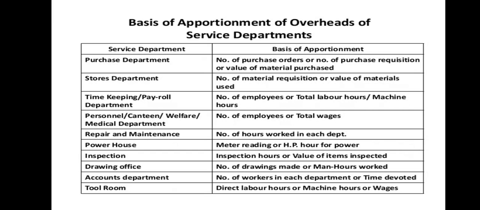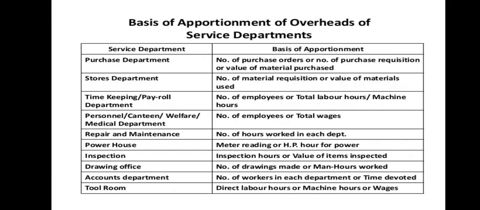Next, powerhouse. For powerhouse, we need to consider the basis of apportionment, meter reading or horsepower per hour for power. So HPR for power. Okay. So inspection. Inspection hours or value of items inspected. If any inspection has been done, we have to take inspection hours or value of items inspected.